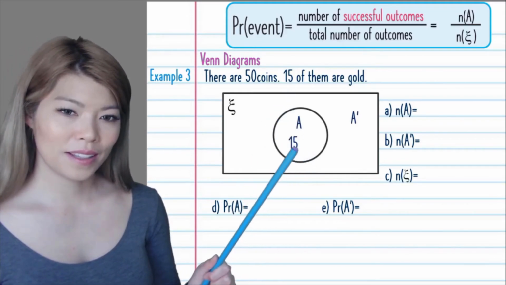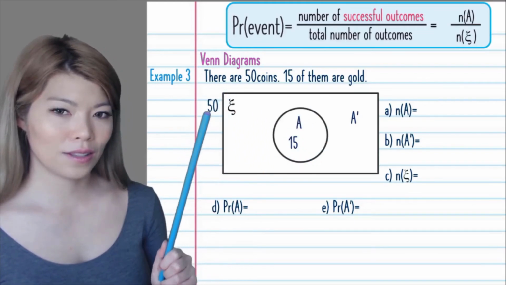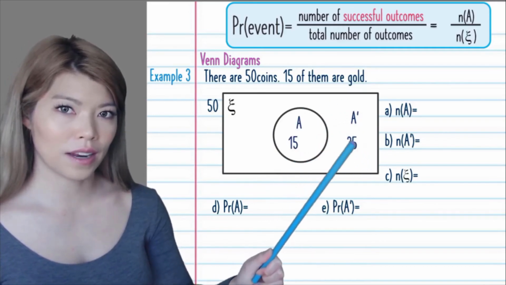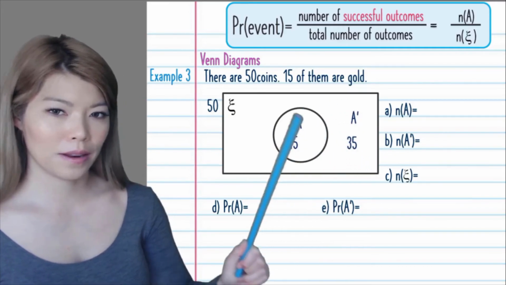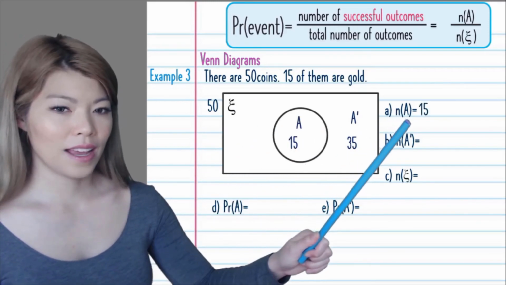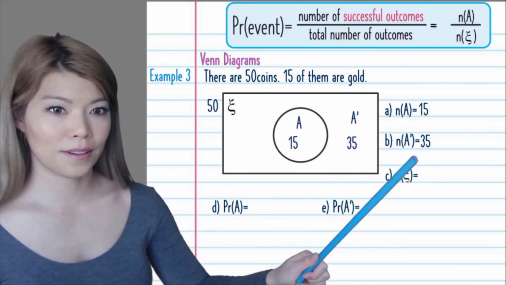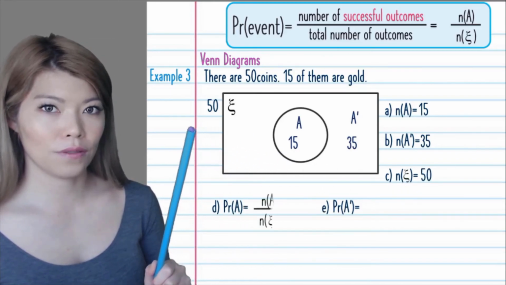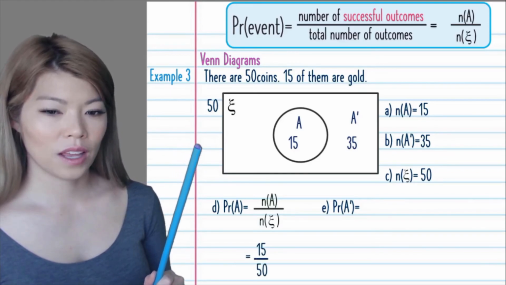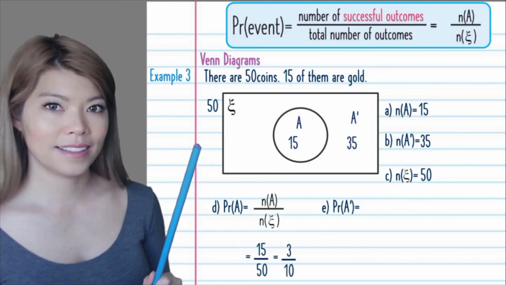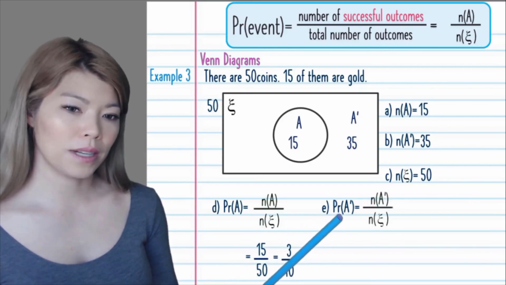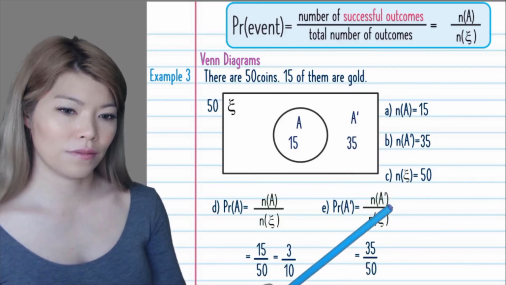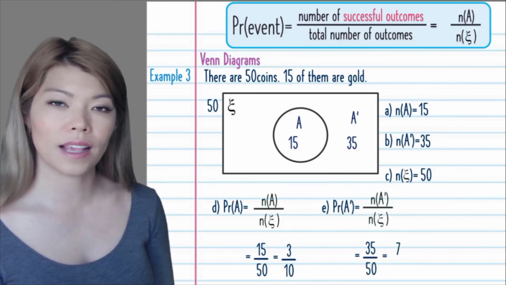So we have 15 goes in there, 50 goes next to the xi outside, 50 minus 15 is 35, so there's 35 in that area. Double check: 15 plus 35 does give me 50. So n of A is 15, n of A dash is 35, n of xi is 50. Probability of A is 15 over 50, which simplifies to be 3 over 10, and probability of complement of A is 35 over 50. So divide by 5, we simplify it to 7 over 10.